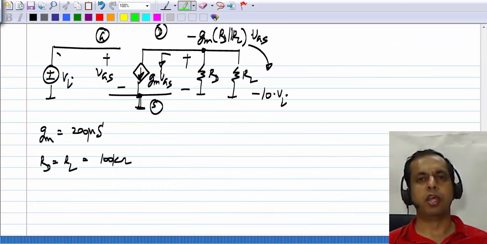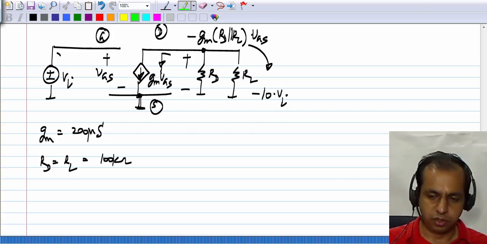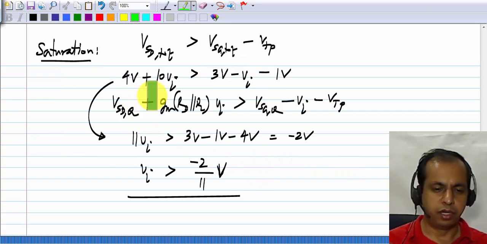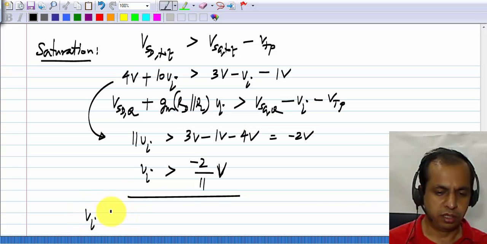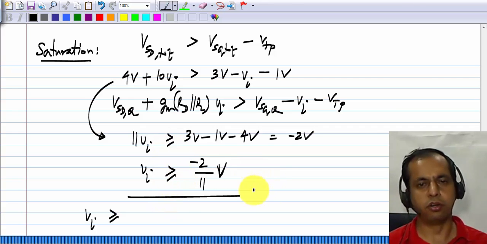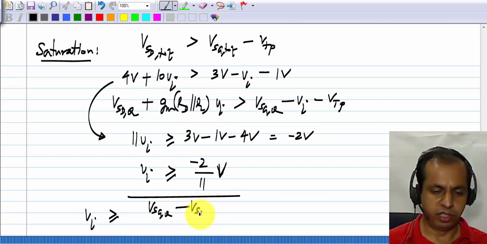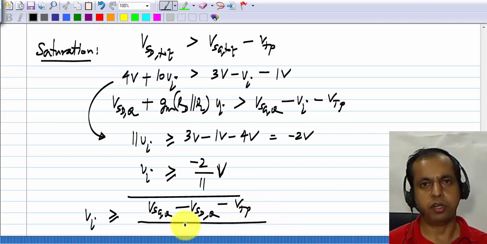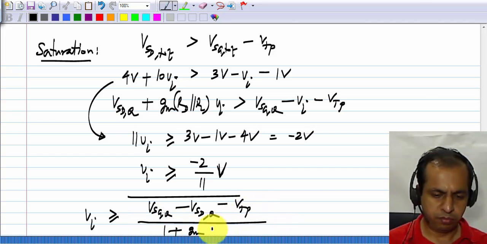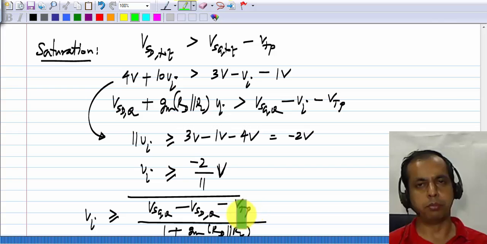Because the polarities of currents and voltages are reversed, the swing limits are opposite in case of PMOS as compared to NMOS. Okay. And again, I'll write it in general terms. Vi has to be greater than or equal to, so all these are greater than or equal to VSGQ minus VSDQ minus VTP divided by 1 plus GM RD parallel RL. I have already explained why these terms come about.